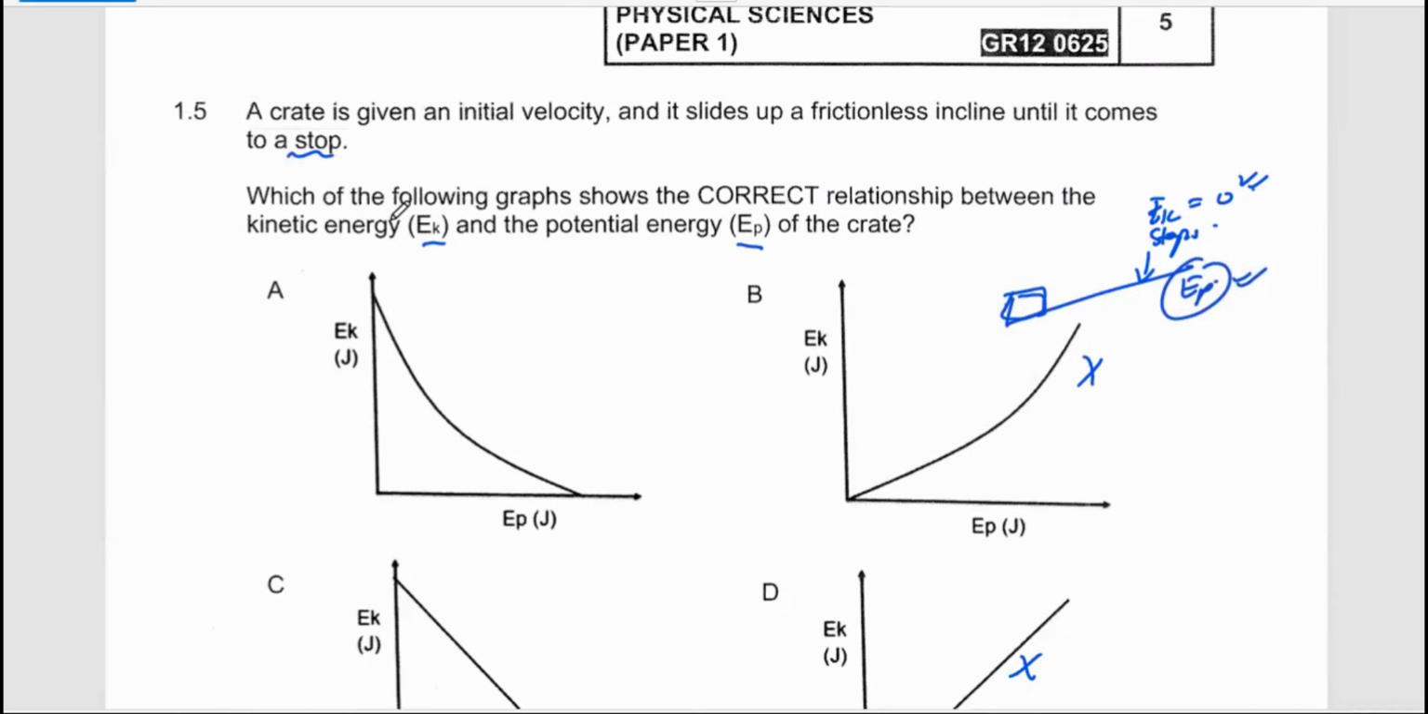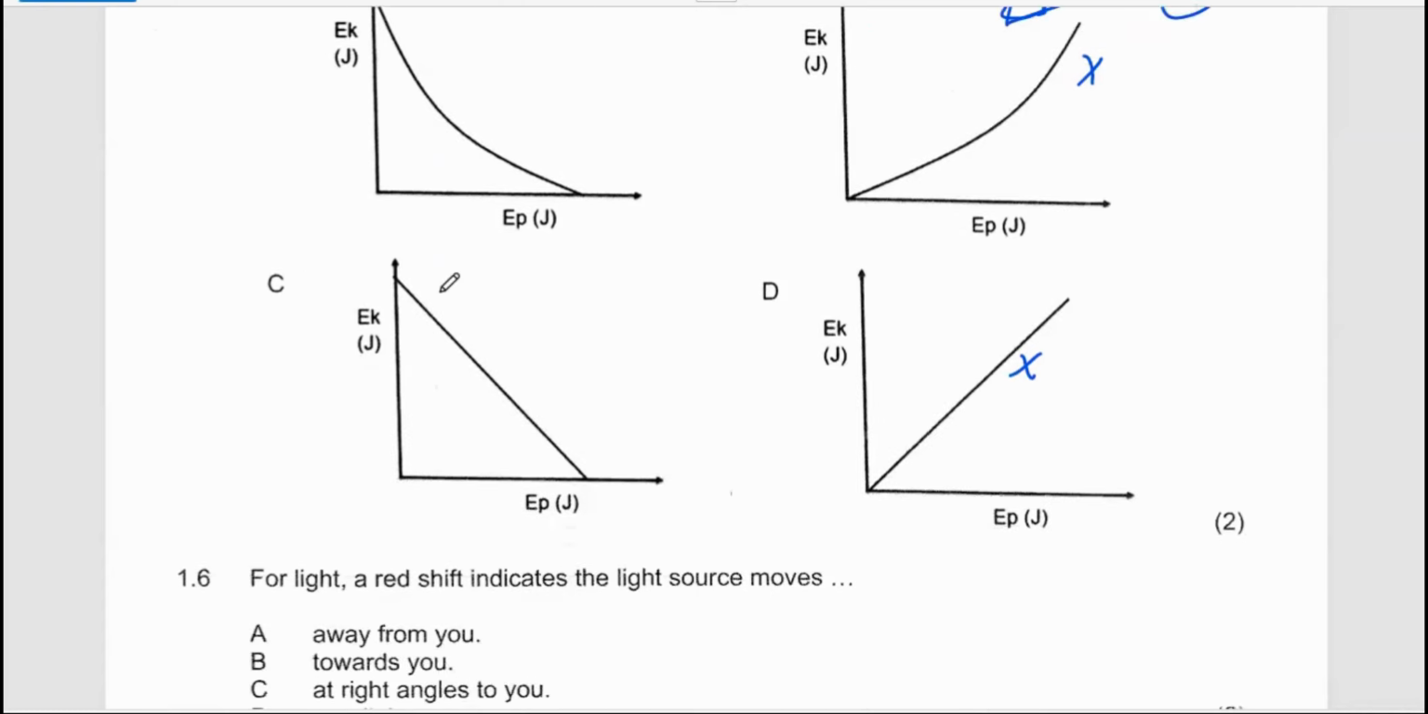But is there friction? They are telling us it's frictionless. So if it is frictionless, then I'll choose option C. Okay, if there was friction, then option A would make more sense.